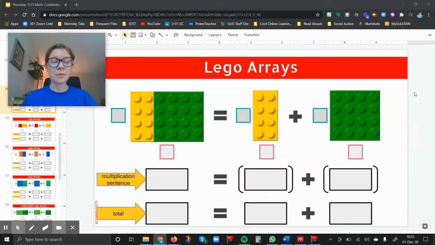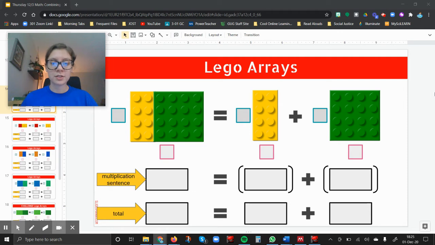Hey friends! So we already looked at an example with stickers where we had some soccer stickers and some joy stickers. Then we looked at some emoji stickers too. You'll notice though, there's something different about these Lego array slides.